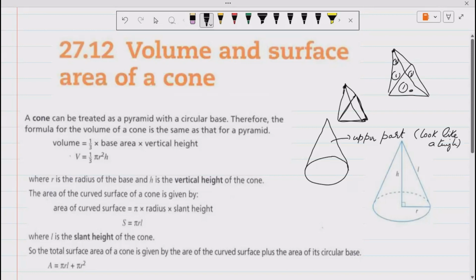And this below part is called the base, which is a circle. So when you join these two things, the cone is made. So this shape is called a cone. Okay, so now you can see that the cone has these two properties.